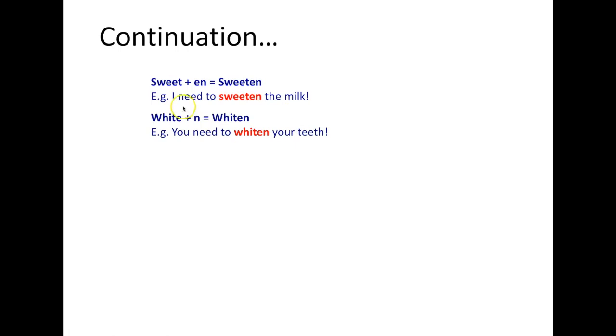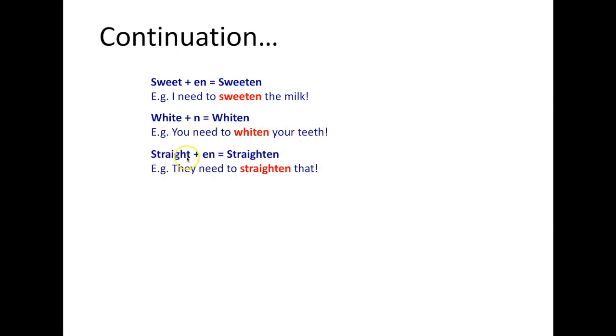We also have the adjective white, plus n, we get whiten, which means to make something white. So the example is, you need to whiten your teeth. Something that you have to understand is, if the adjective ends in e, we don't add en, we add only n. The e is already there, so we get whiten. Algo que tenemos que entender es que si el adjetivo termina en e, no adicionamos en, sino solamente n. Y obtenemos el verbo whiten. Necesitas emblanquecer tus dientes. Whiten means emblanquecer. You need to whiten your teeth.